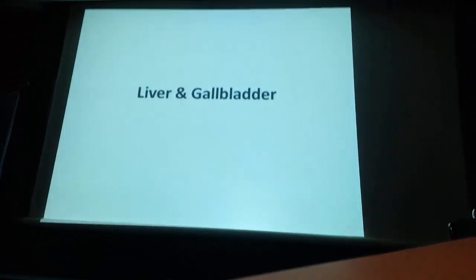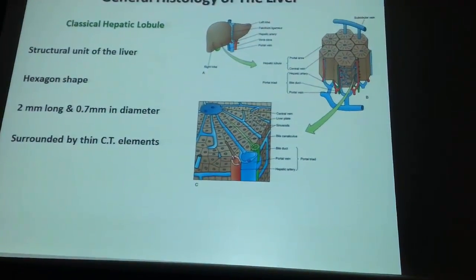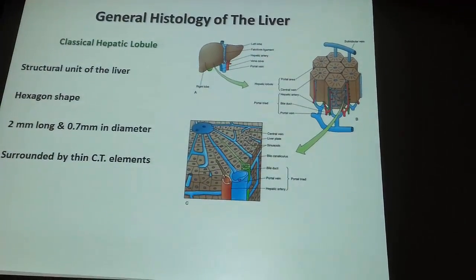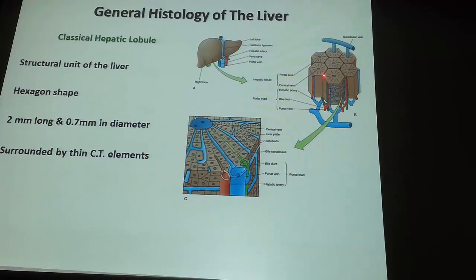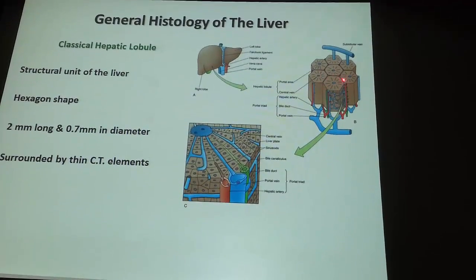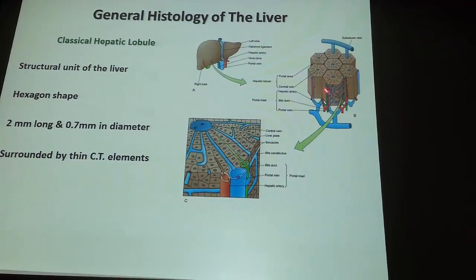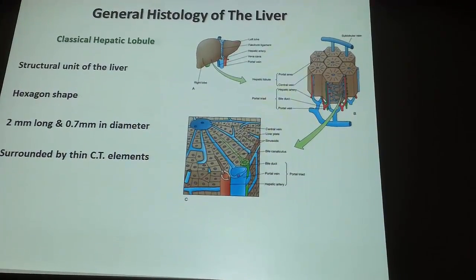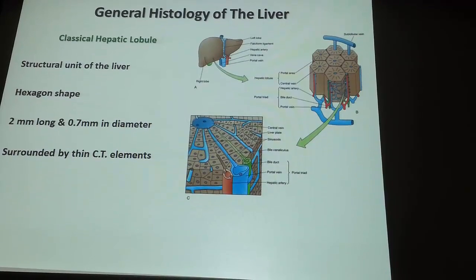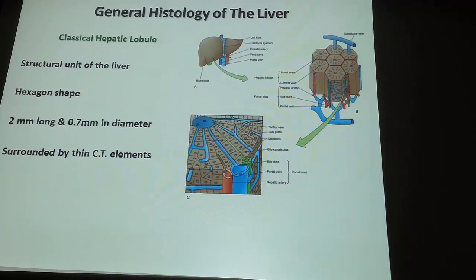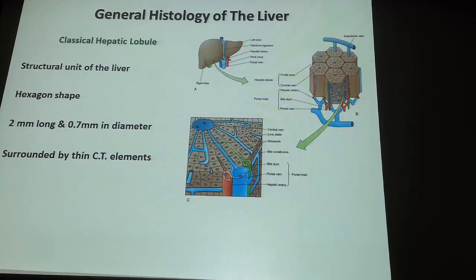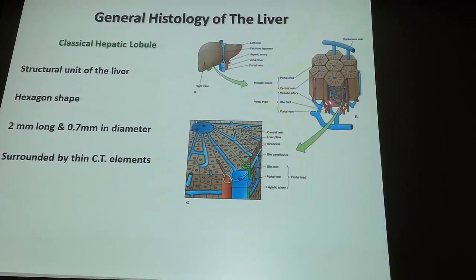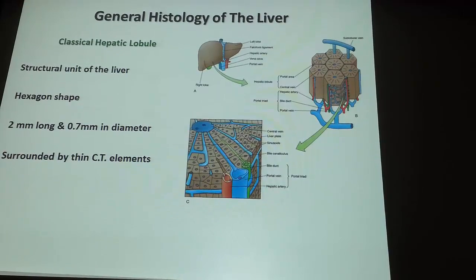The liver, from a histological point of view, is built up of many small units that are hexagonal in shape, and they are formed by six structures. Okay? And we call these small units which build up the liver the hepatic lobules.